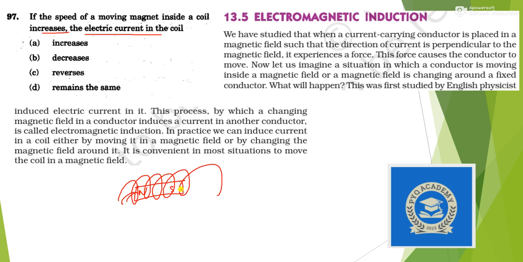So if we are moving it with a speed, there will be a change in magnetic field, and more change will produce more current. So by this statement, if the speed of moving magnet inside a coil increases, then electric current in the coil will increase, because it will increase the speed of change in magnetic field, and change in magnetic field will increase the current. So answer is option A.